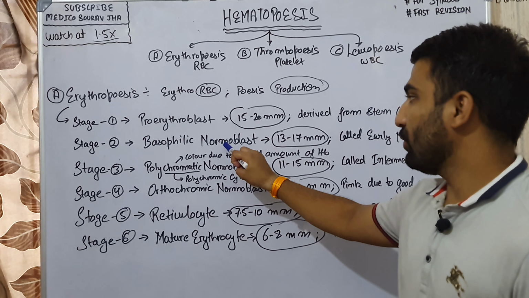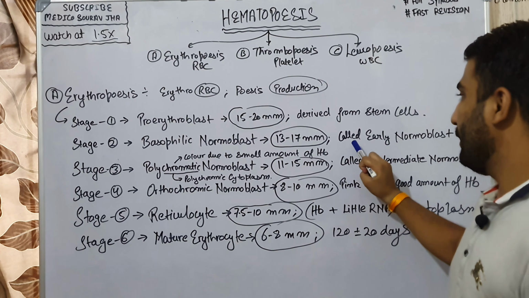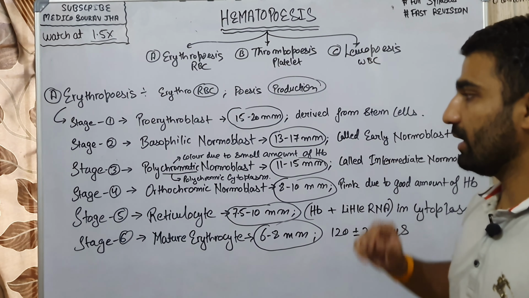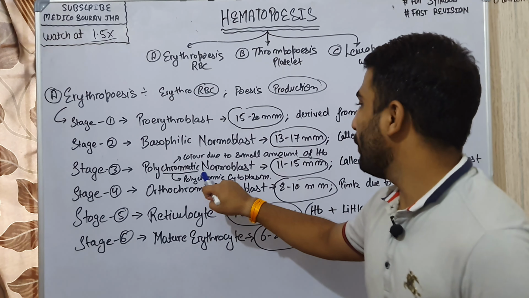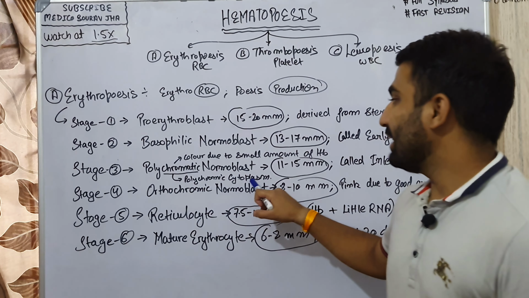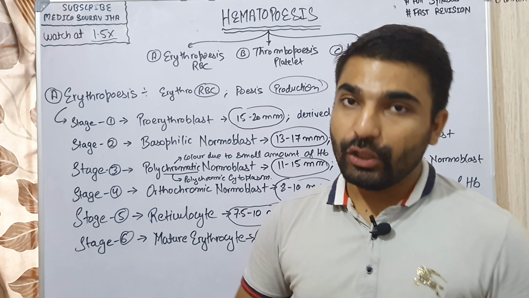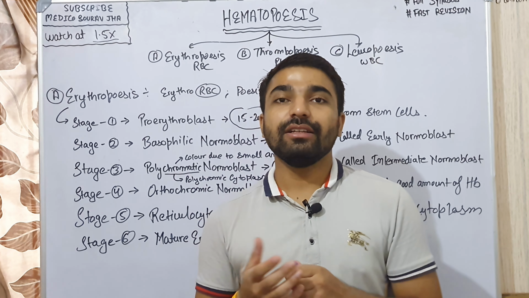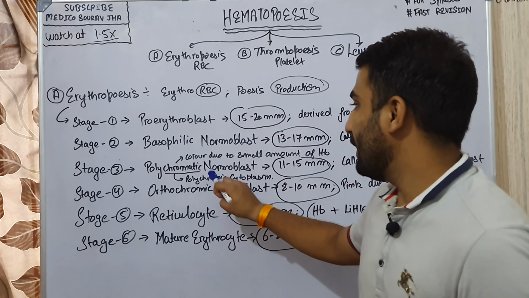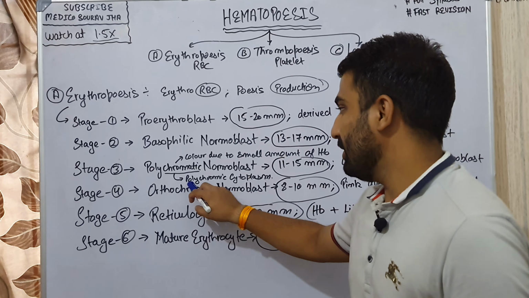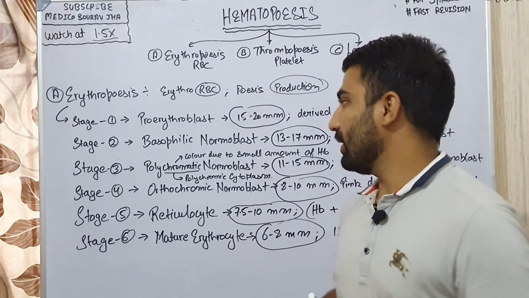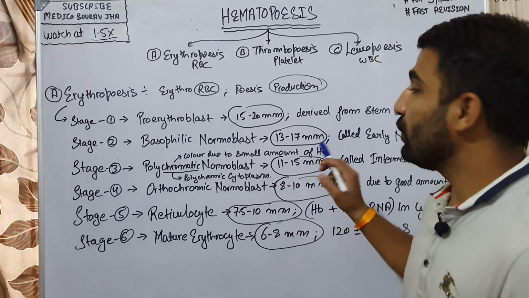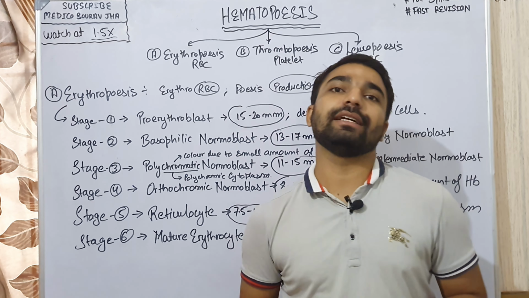Okay, it became the basophilic normoblast, 13 to 70 millimeter in size. It is called early normoblast. Okay, so in stage 3, polychromatic normoblast, polychromatic cytoplasm is seen. What do you mean by polychromatic now here? Polychromatic is simply of the color different than the normal colors. Polychromatic means multiple colors. Poly means multi and chromic means color. So multiple colors are seen now in the cytoplasm due to small amount of hemoglobin present in the cytoplasm.